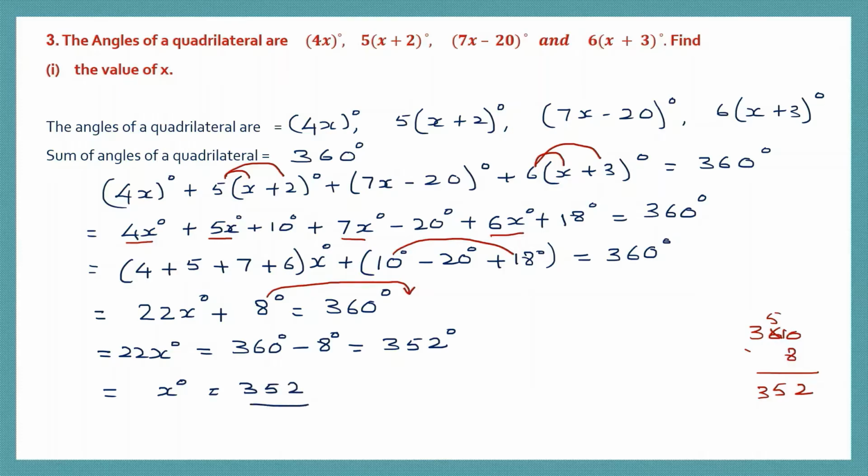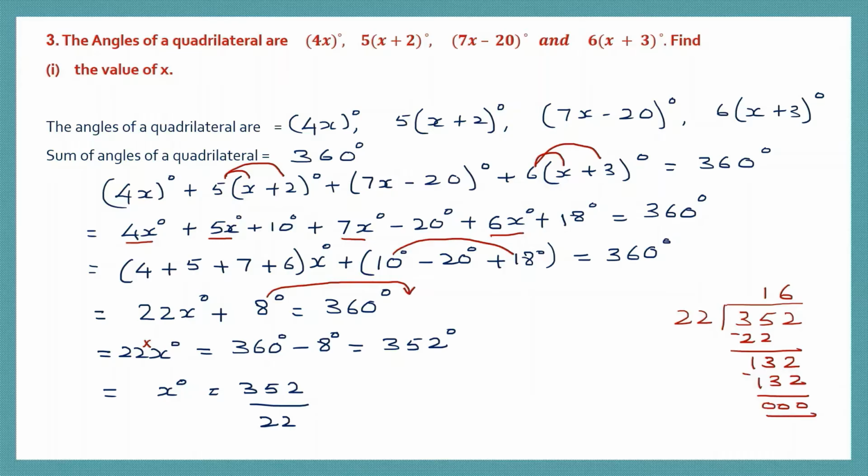Therefore, x will be 352 divided by 22. Why division? Because 22 is multiplication here. When I transpose it, it becomes division. So now to find x degrees, we have to divide 352 by 22. So let's divide. 22 ones are 22, minus, 5 minus 2 is 3. 3 minus 2 is 1, 2. Now 22 into 6. 6 2s are 12 and 6 2s are 12 plus 1, 13. So that is 16 there. So x degrees we have found out to be 16.